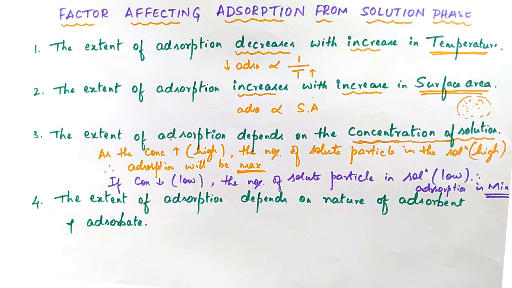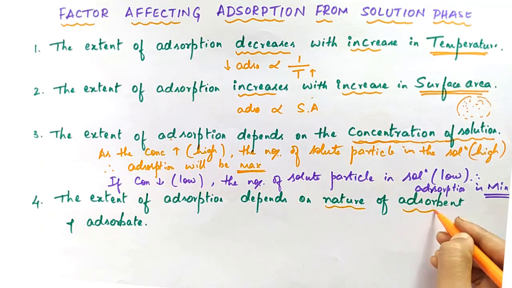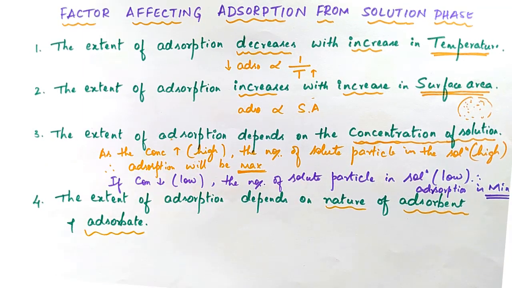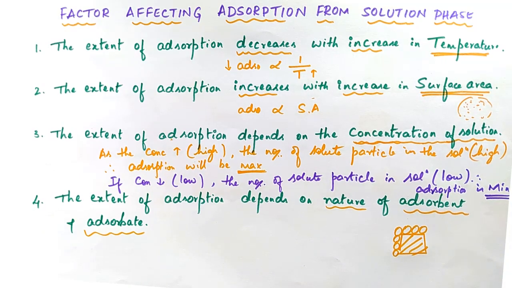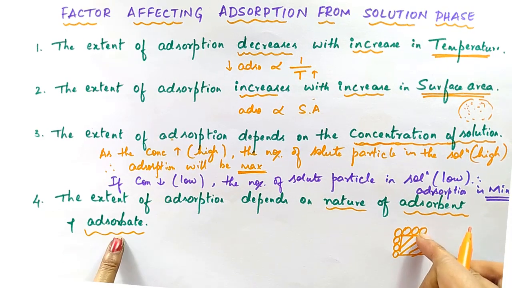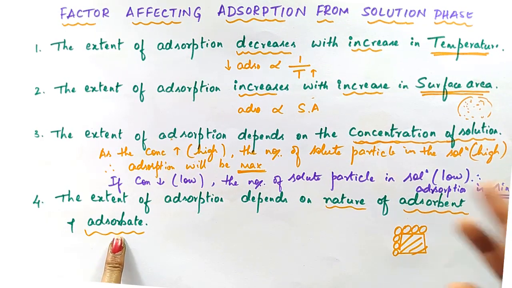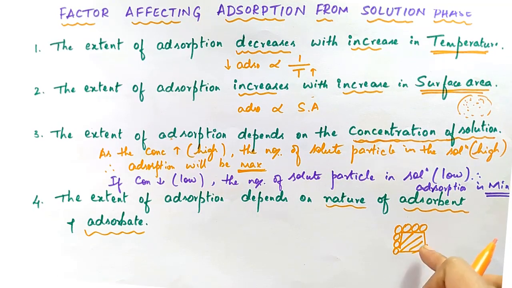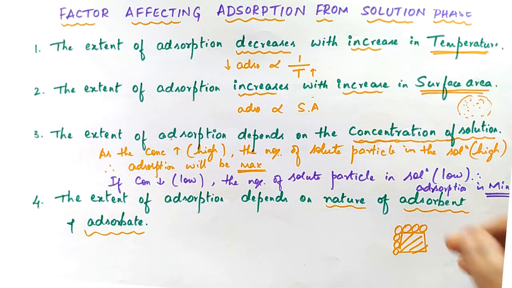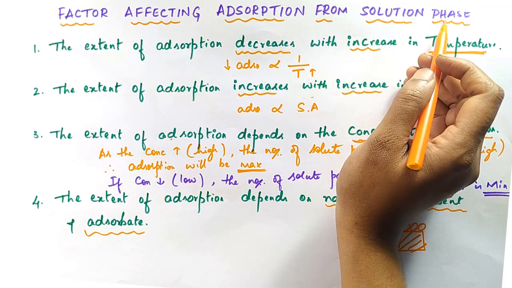And the last point says that the extent of adsorption depends on the nature of adsorbent and adsorbate. Nature of adsorbent means the material, and adsorbate means the particles on the surface. These are the 4 points in solution phase.